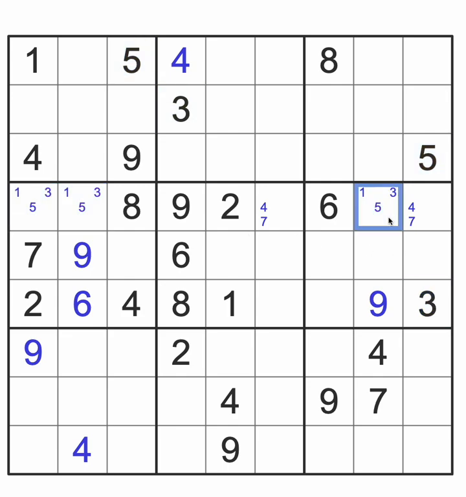Okay, and looking at this cell, it's blocked by 3 here. So it's either 1 or 5. Now looking at box 4, here's 5, which blocks this cell, meaning 5 will be here or here. That means this cell cannot be 5. And that means this will be 1. And the 1 blocks these, gives me 1 here.